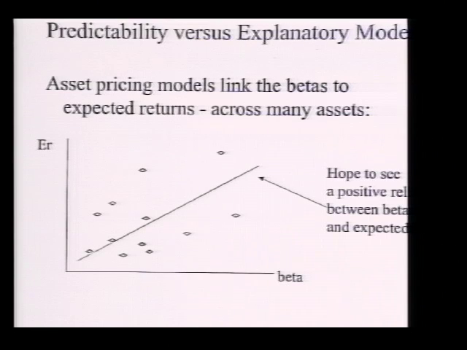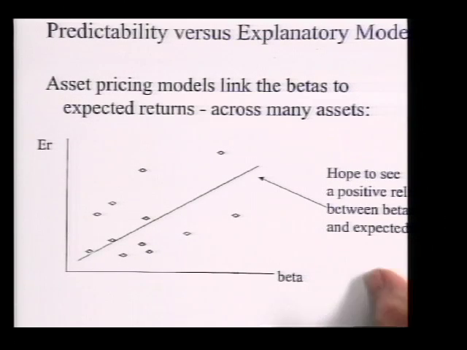Okay, so again, this is a cross-sectional relationship that's relating the beta or the factor loadings for different assets to the expected returns. And in this case, it's a reasonably good fit that I've drawn up.